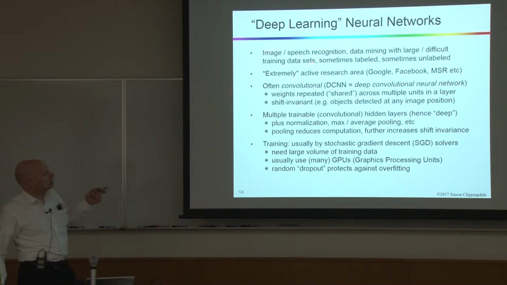Right now, image and speech recognition, data mining with large and/or difficult training sets, sometimes labeled and sometimes not labeled. People are throwing neural networks at all this stuff now. It is probably the most active research area in this field, easily by a long way. People like Google, Facebook, Microsoft Research are throwing huge amounts of people and money at this problem now.